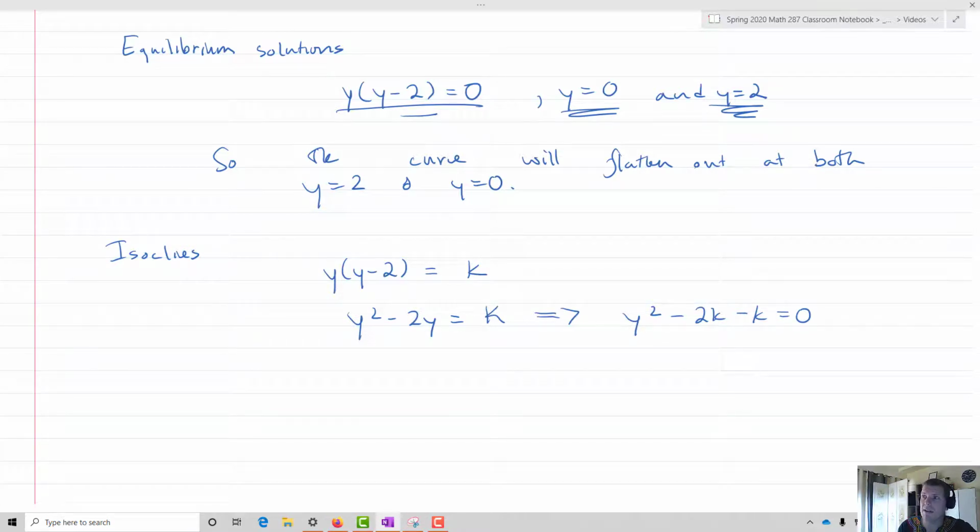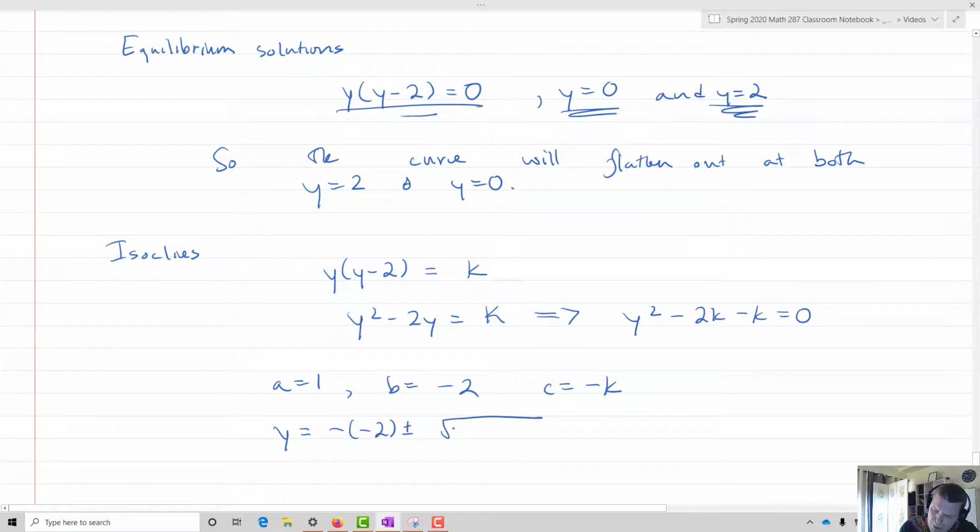So I want to figure out what y is, and help me to define what the values are. I already know they're going to be constant along the y's, or the horizontal lines. I kind of want to now know the relationship between the slope and the values of y. So that's going to give me a equals 1, b equals negative 2, and c equals negative k. So y is going to equal negative 2 plus or minus the square root of negative 2 squared minus 4 times 1 times negative k, divided by 2 times 1. And that's my quadratic formula.